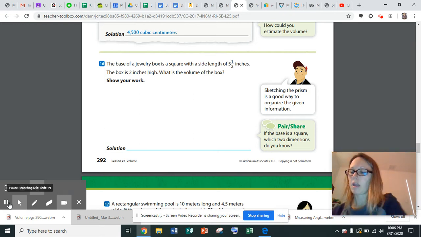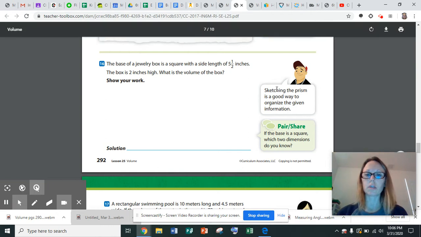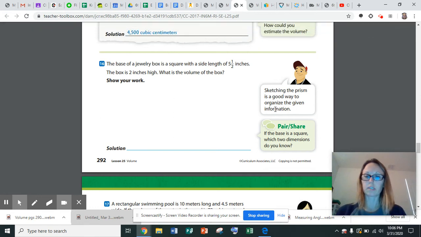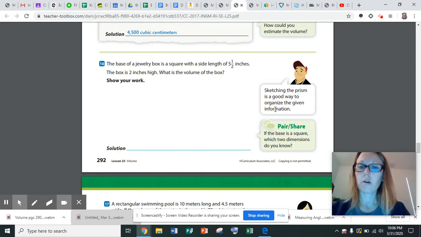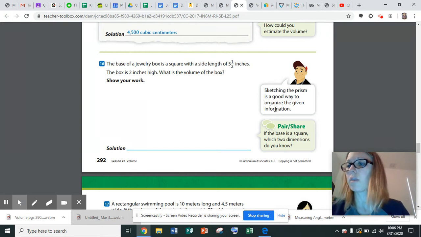All right, now make sure you're paying attention to these things over here, because they are very helpful. They give you suggestions and hints. They told you to sketch a picture. It's a good way to organize your information. And they said if the base is a square, which 2 dimensions do you know? Well, you already know the length and the width because it's a square, so that means the side lengths are the same.